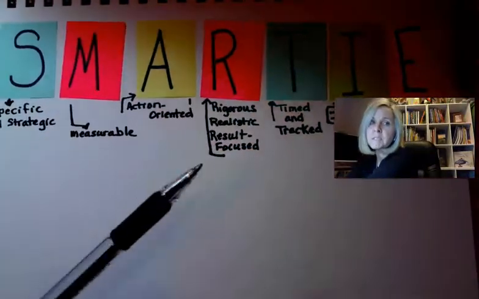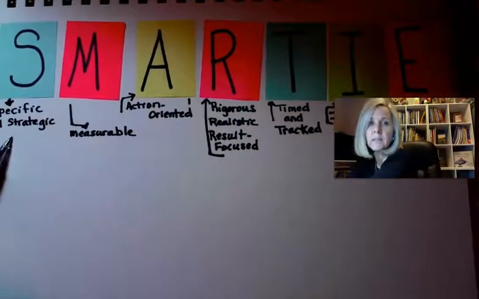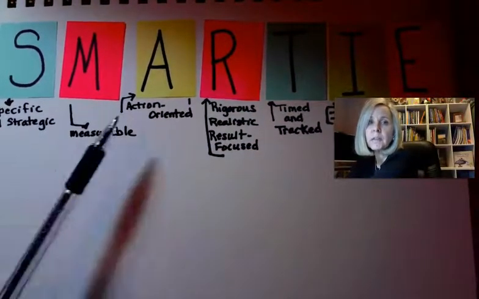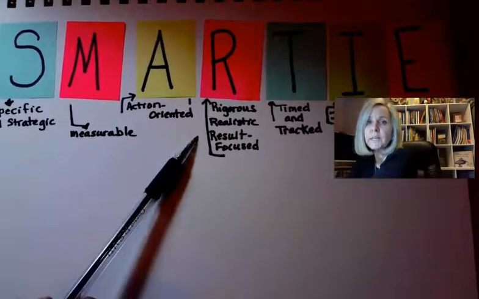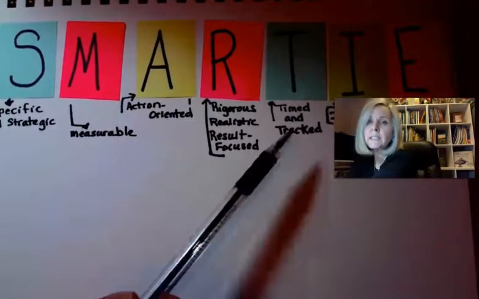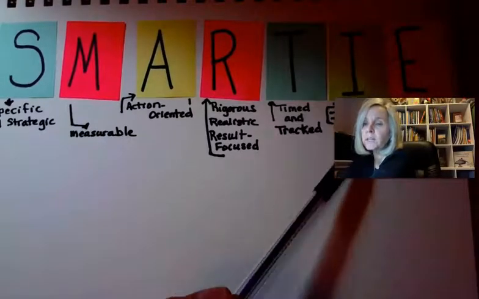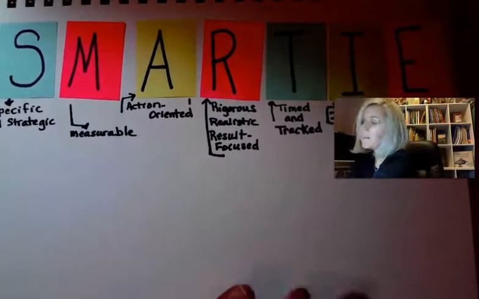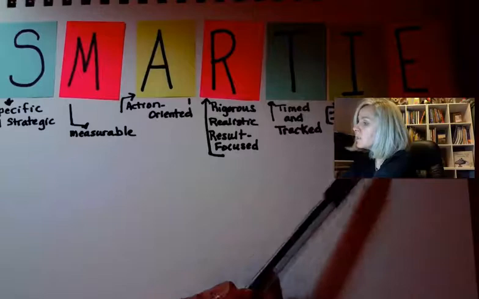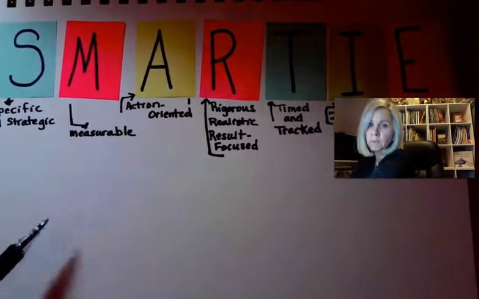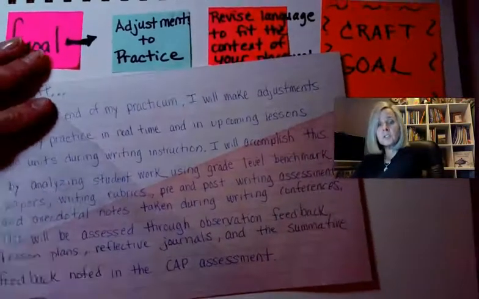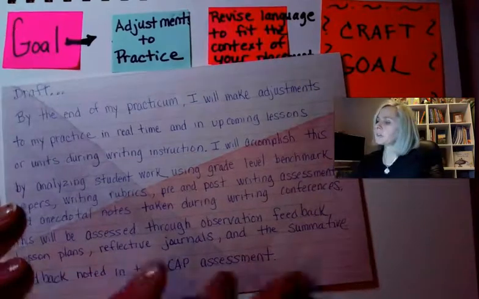In order to be SMART, they have to be specific, measurable, action-oriented, rigorous, timed and tracked. And we know these two areas that the Department of Education have added on are inclusive and equitable, so they meet the needs of all learners and not just some of the learners within your class.